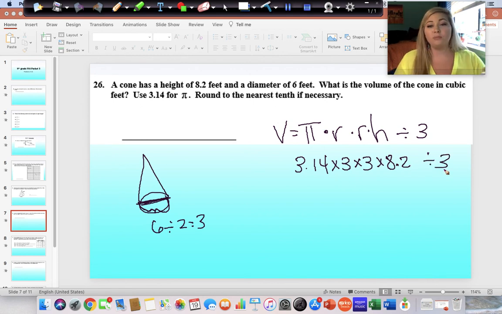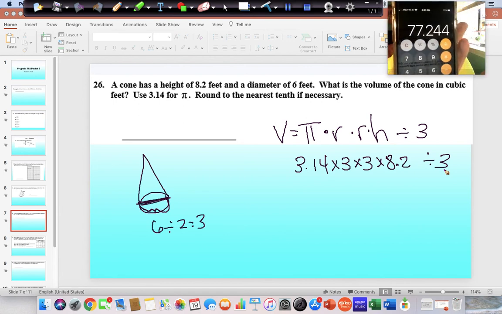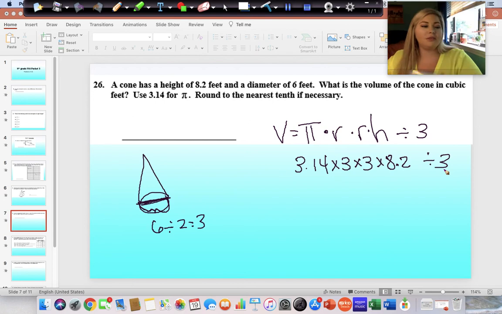So now you can just plug all this into your calculator. 3.14 times 3 times 3 times 8.2. And you get, oh, I forgot to divide by 3. I'm going to make sure I did that correctly. Times 3 times 3 times 8.2 divided by 3. And that gives you 77 and 244 thousandths.